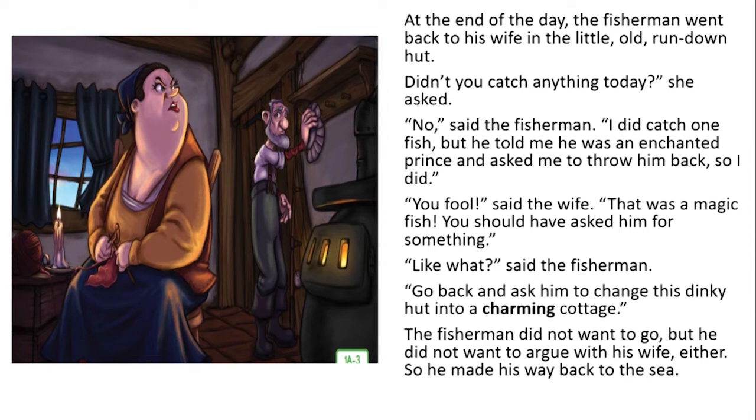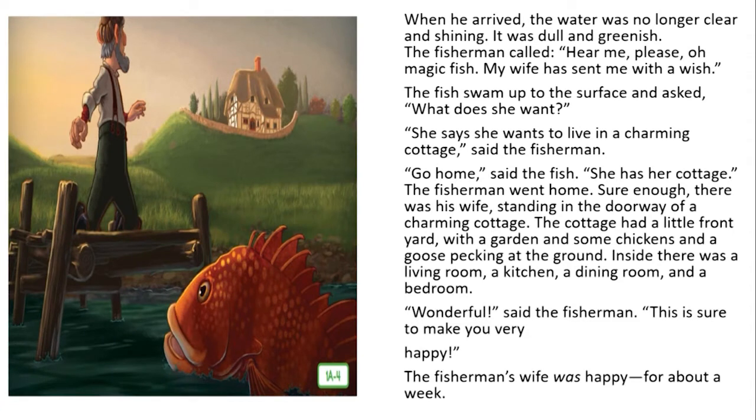The fisherman did not want to go, but he did not want to argue with his wife either. So he made his way back to the sea. When he arrived, the water was no longer clear and shining. It was dull and greenish. The fisherman called, "Hear me, please, O magic fish. My wife has sent me with a wish." The fish swam up to the surface and asked, "What does she want?" "She says she wants to live in a charming cottage," said the fisherman.